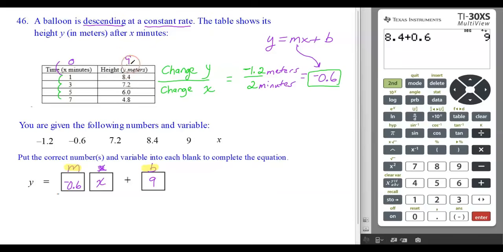Now I want to make sure you understand this piece because we went back 1 minute. You can look at it this way as well. If you take 9 and subtract this 0.6, you'll get the height of the balloon after 1 minute. Let's just do that to check. So if I go 9, take away 0.6, I get 8.4. And that works because each minute, remember this is a jump of 1 minute here, but then it starts going by 2. But each minute it goes down by 0.6. And if I go 9, take away 0.6, I get the 8.4, which checks here.